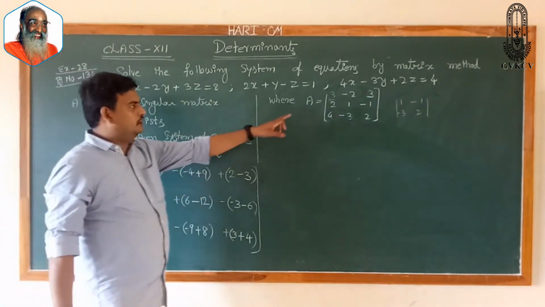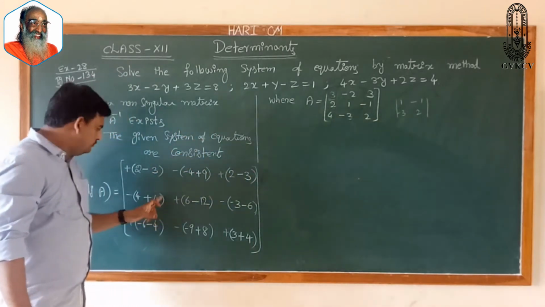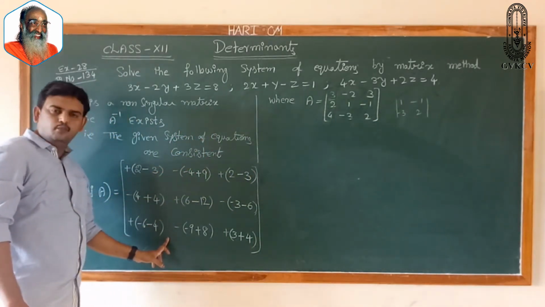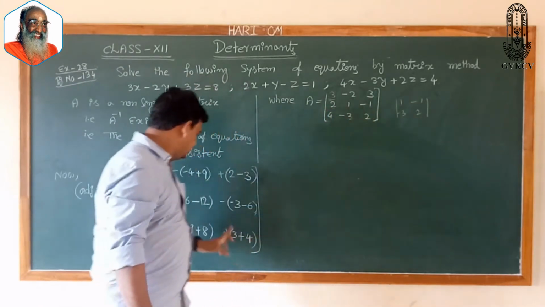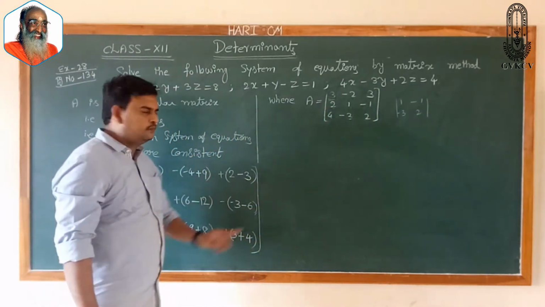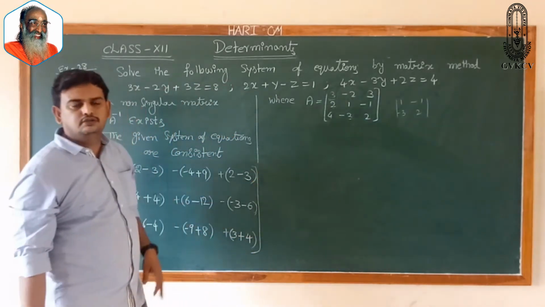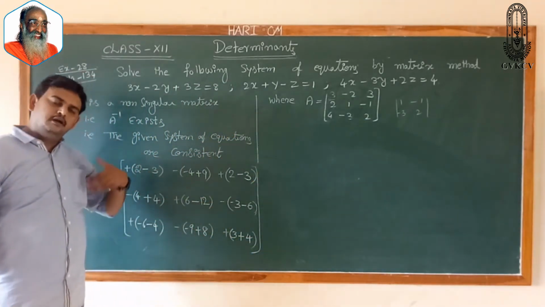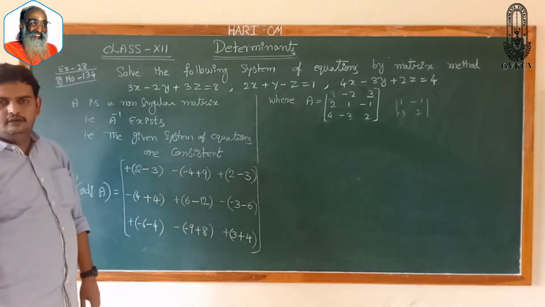So when we are talking about row 1 cofactor, we are writing it as column 1. Row 2 cofactors we are writing as column 2. Row 3 cofactors we are writing as column 3. So cofactors completed and transpose also completed. Now we just need to simplify.